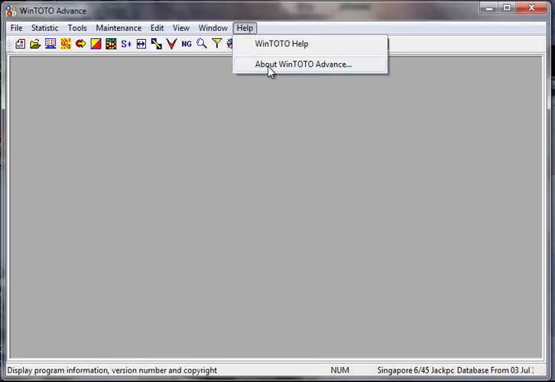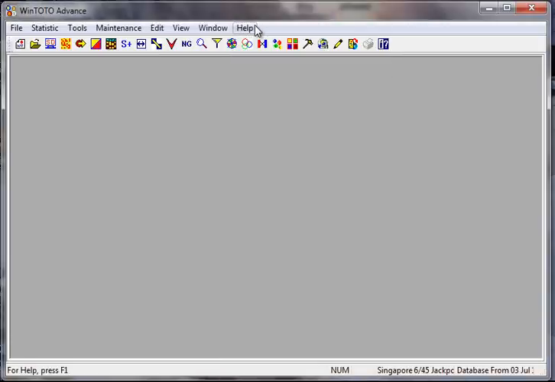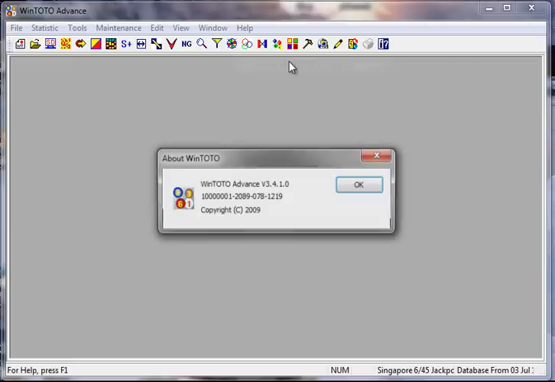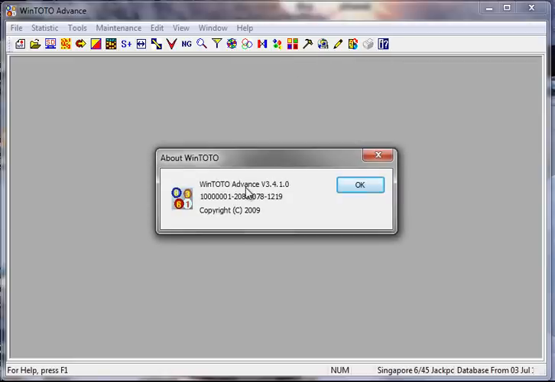Okay, let's click about Help. Check about WinTOTO Advanced. I repeat again, click Help. You can see the box appear. Look for WinTOTO Advanced. Always remember the very first line that you see is the version number. The second line is your license number.